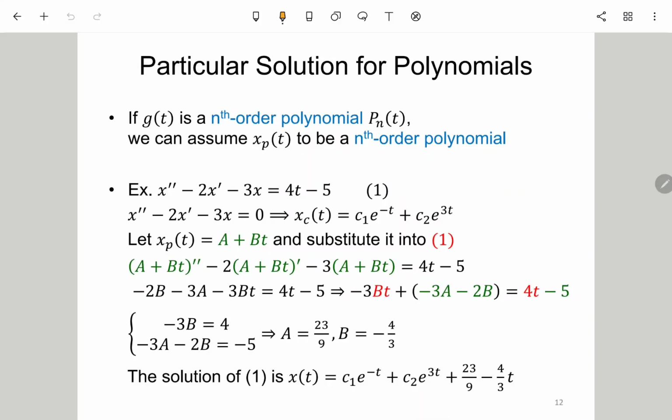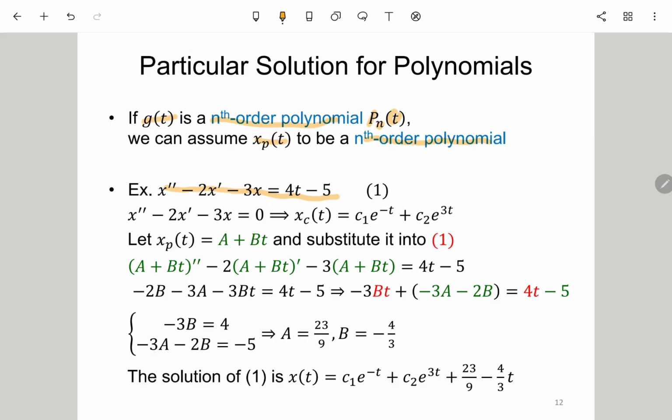Yeah, so the first case is the particular solution for the polynomial. If g of t is an nth order polynomial, we denote it as p sub n of t, where n is the order. We assume that xp of t is also an nth order polynomial. So for example, if we have a constant coefficient linear ODE like this, on the left side is second order, and on the right side is a first order polynomial.